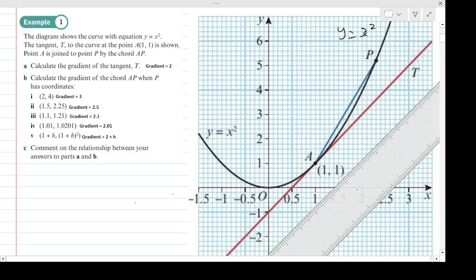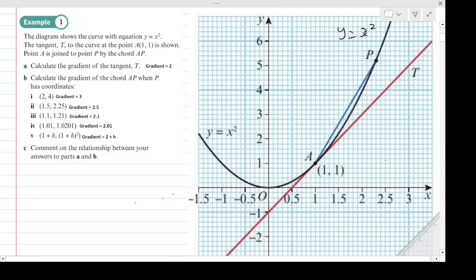What we then looked at is this blue line here, the line A to P, connecting A to this point P. The whole idea was we moved this point P closer along the curve to A. Originally P was at 2, roughly, and you can sort of see that here. So when x is 2, that's where P is.